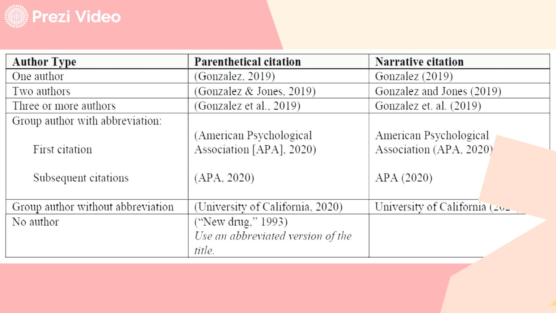Okay. However, narrative citations are quite different in terms of its structure because narrative citations only place the year inside the parentheses, and the author's surname is usually found outside the parentheses. And narrative citations are more direct. Okay, they are used for more direct statements rather than parenthetical citations. But both can be used in your academic papers.